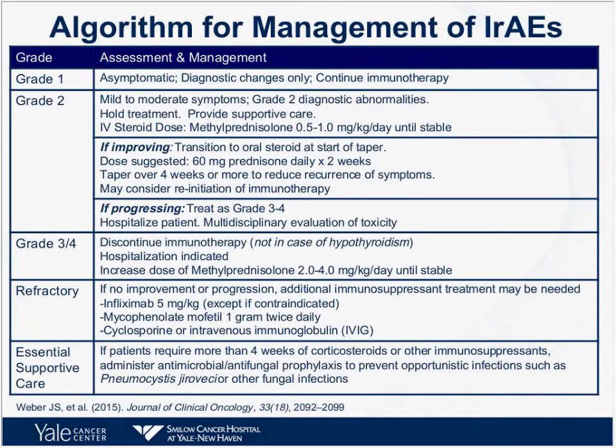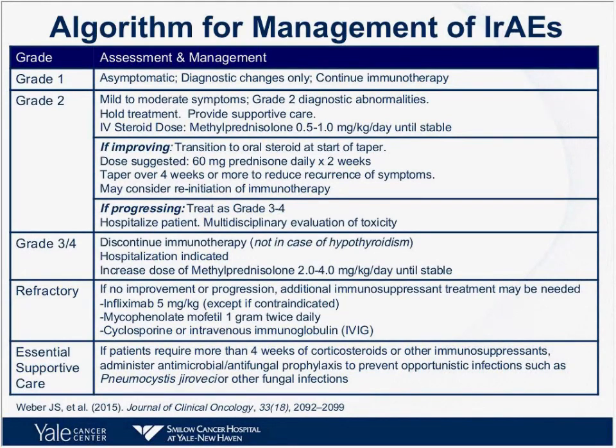We continue on with immune therapy. Grade 2 with mild to moderate symptoms, we hold treatment and provide supportive care. If necessary, start steroids. If they improve and you can transition them to oral steroids, the suggested dose when they go from IV to oral is 60 milligrams of prednisone daily for 2 weeks and then begin to taper over a 4-week period of time until symptoms are resolved. You may reconsider reinitiation of immunotherapy.